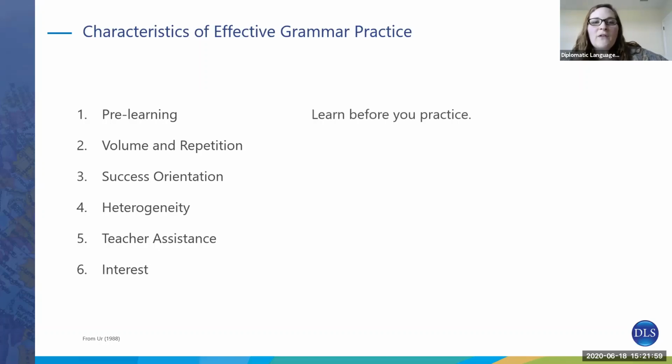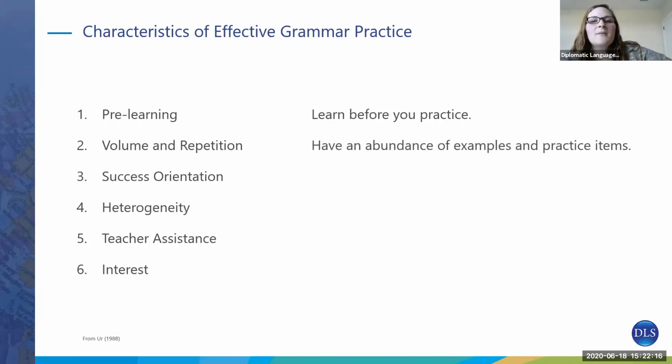So first, pre-learning. Before we expect students to practice grammar, they need to have learned the grammar, right? So there needs to be sufficient support and guidance from you as the teacher before throwing them into the practice in order for students to get the most benefit from it.